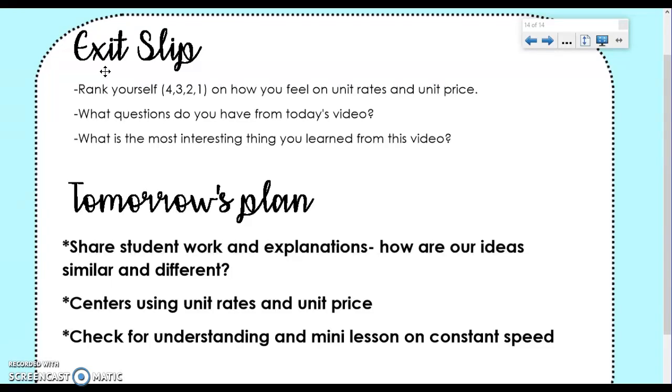Okay, the first thing I want to touch base on, I want you to rank yourself 4, 3, 2, or 1 on how you feel on unit rates and unit prices. Remember, we will continue working with these tomorrow, but how do you feel on them? Do you feel, oh, I got this, or man, I'm really confused? All right, so go ahead and rank yourself.